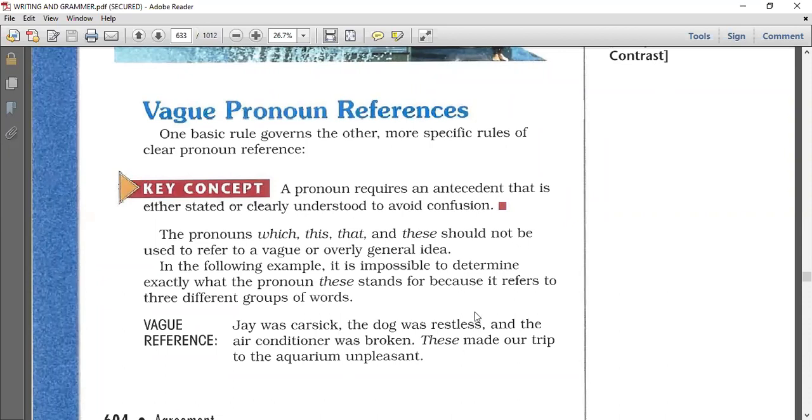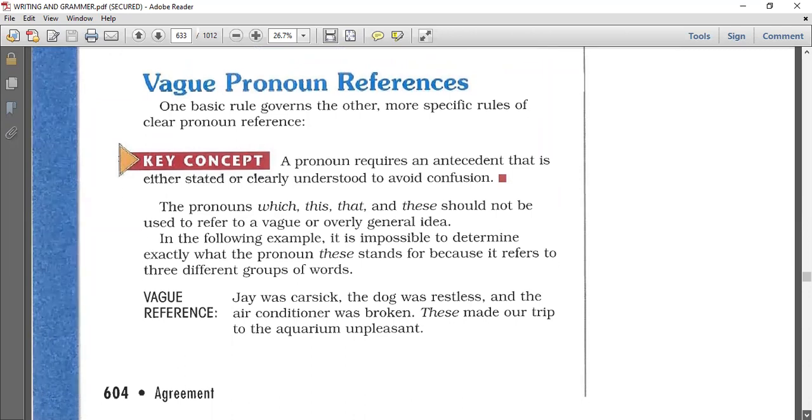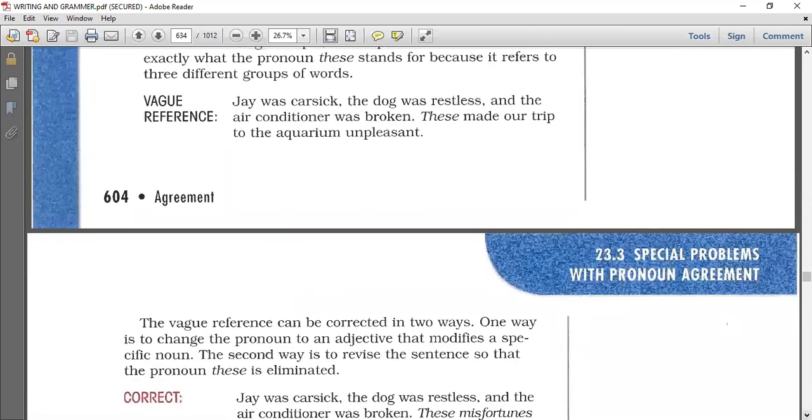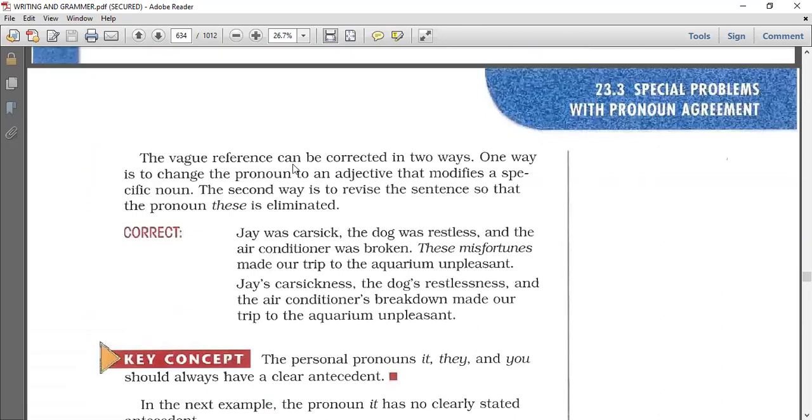Okay, so these made our trip to the aquarium unpleasant. Okay, these made our trip to the aquarium unpleasant. The vague reference can be corrected in 2 ways. One way is to change the pronoun to an adjective that modifies a specific noun, like in the first example here. And the second way is to revise the sentence so that the pronoun these is eliminated.